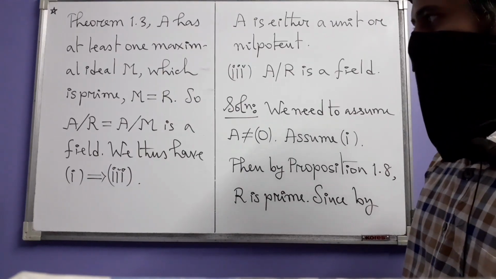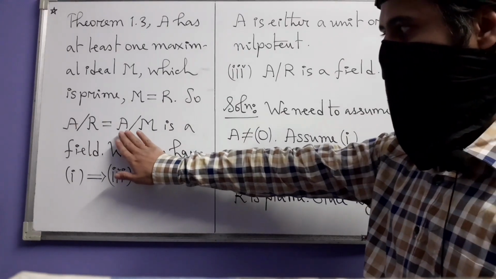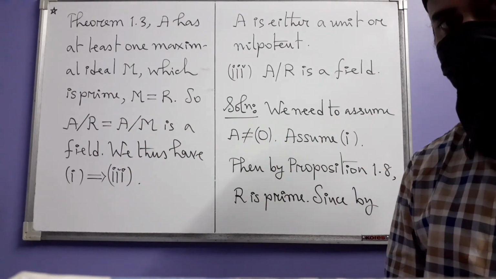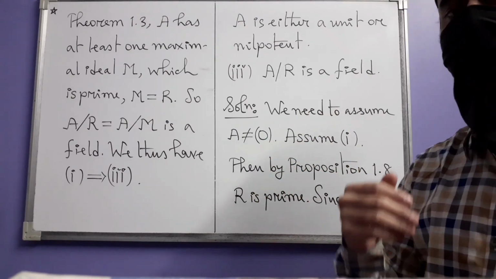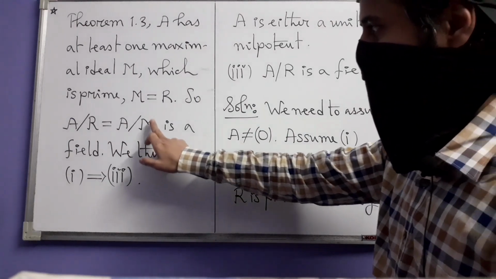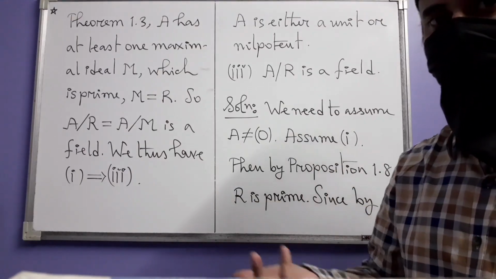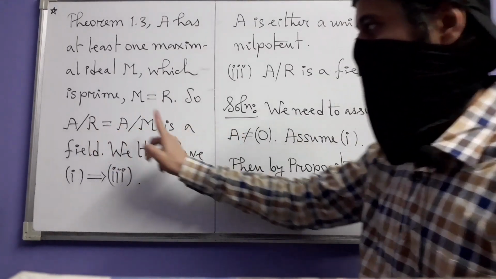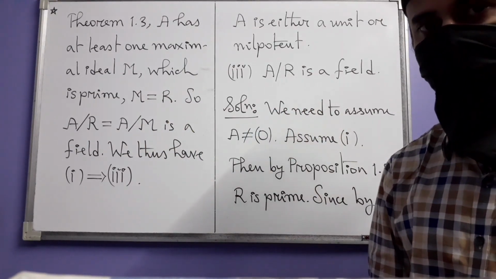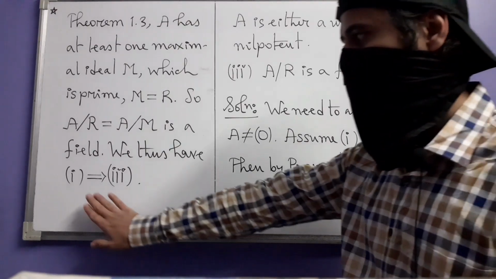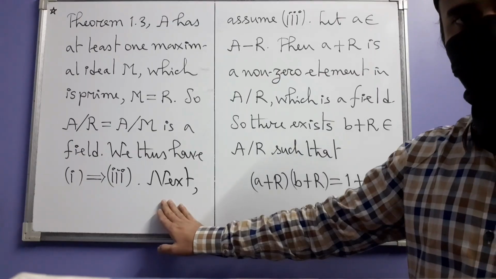But then what can you say about this quotient ring A by R? It's just the quotient ring of A by the maximal ideal M. But you know from elementary ring theory that such a quotient ring of a ring by a maximal ideal is a field. So that's how this becomes a field. So we now have statement 3 proved from statement 1. So we have this implication, 1 implies 3. So we continue the solution from here itself.